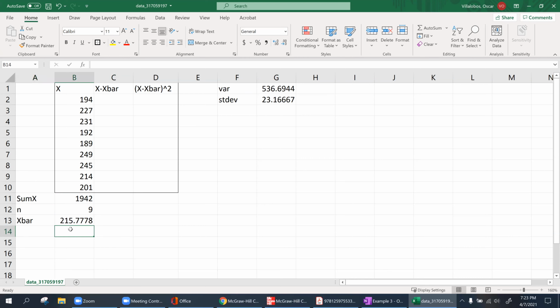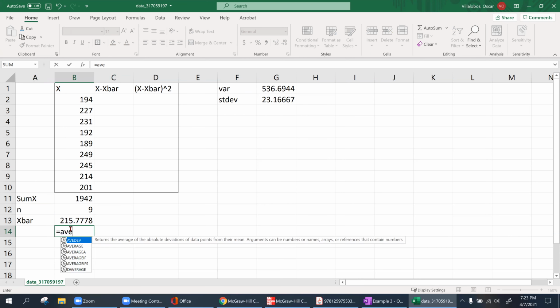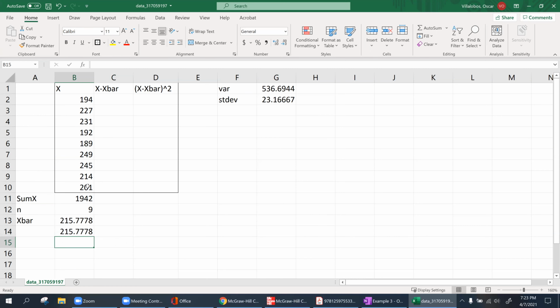If you wanted to use the code for average, equals average, and highlight these, sure, you can go ahead and do that. But I want us to know how to use it as manually as possible. And you can also use average to make sure that your sum of x over n is the same thing as your x bar. So you have all these options to check these calculations.